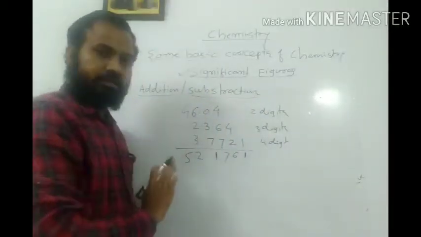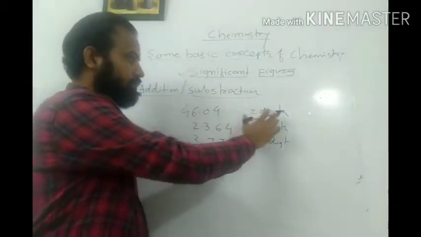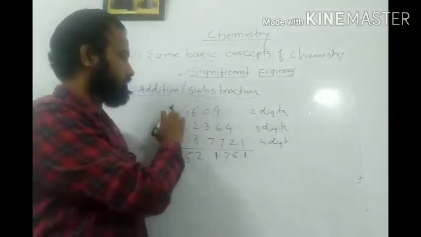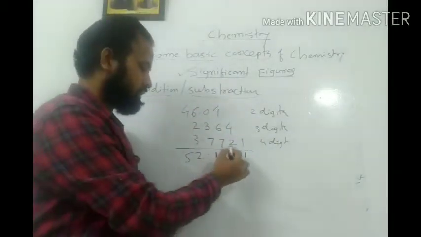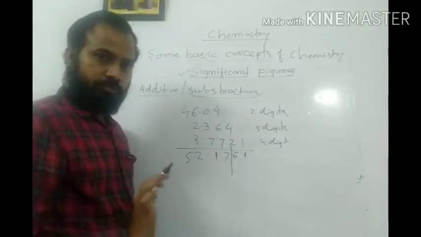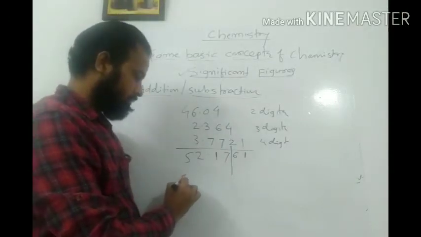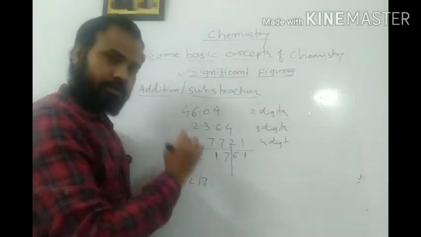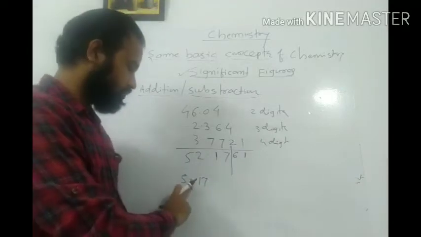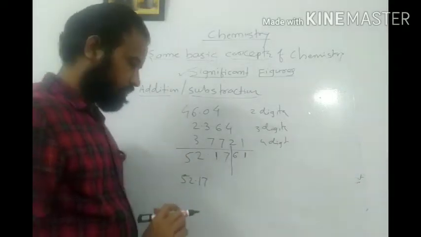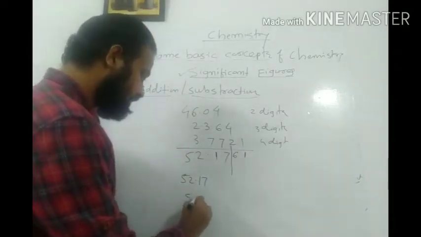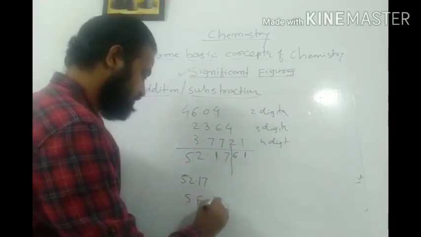Okay, now according to our criteria, I'm considering the minimum digits after the decimal place and restricting my answer. So here two digits are the minimum out of these three values, so I'm going to restrict our answer at this position. Okay, so actually my answer should be 52.17, for which the significant figures are 1, 2, 3 and 4. Okay, so the significant figures for this is 4.